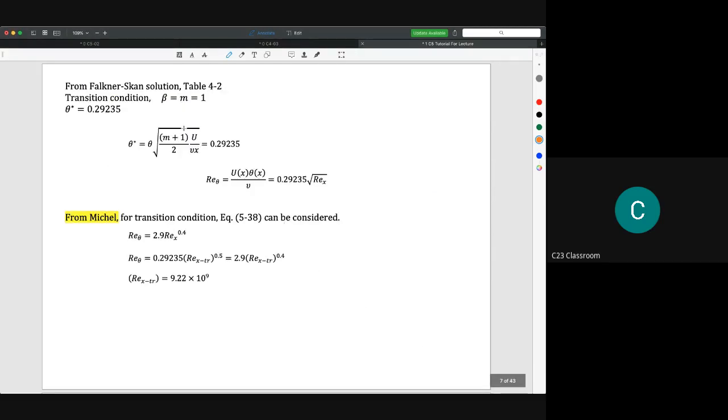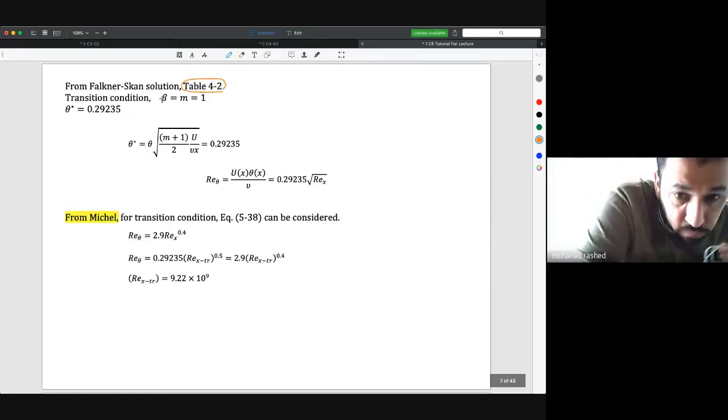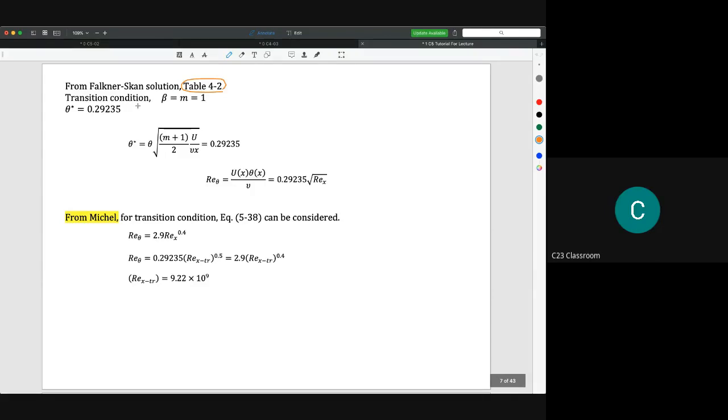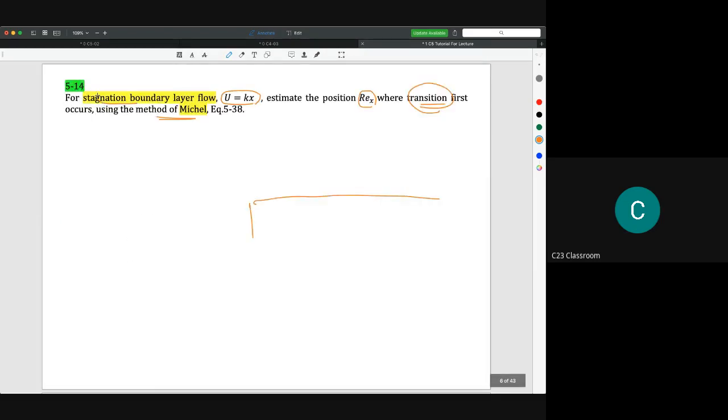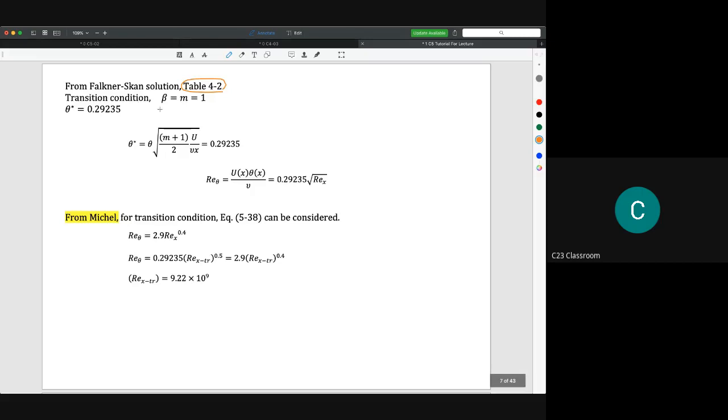Okay, so first, we still use the Falkner-Skan solution. In Table 4.2, I think you're already familiar with that table. The transition condition, okay, so this is the situation. Because we have the stagnation boundary layer here, we take beta equal to 1. If beta equals 1, that gives us m also equal to 1. Then from the table we get theta star is 0.29235. Everything here is from the table.